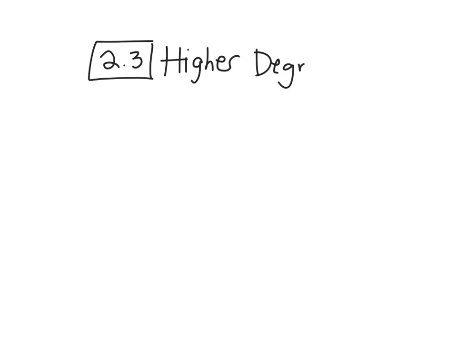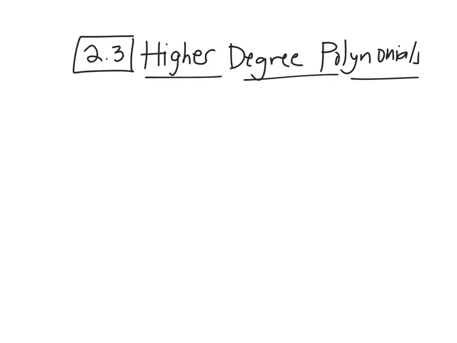Higher degree polynomials. So you probably feel pretty comfortable with lines and parabolas. Do you? Yes? Pretty good, okay? Now we're going to get into cubics and quartics and all kinds of things. So what we're going to do is graph these by hand. We're going to find the zeros. We're going to do all kinds of stuff.